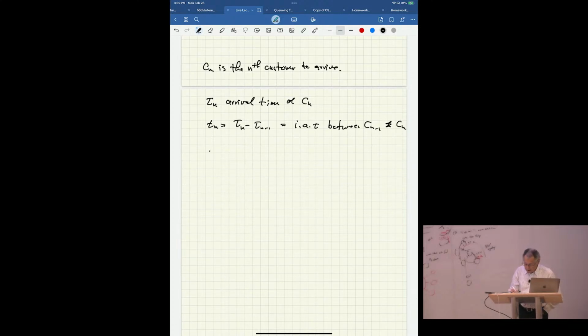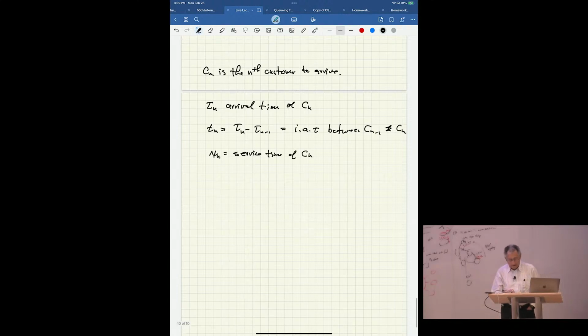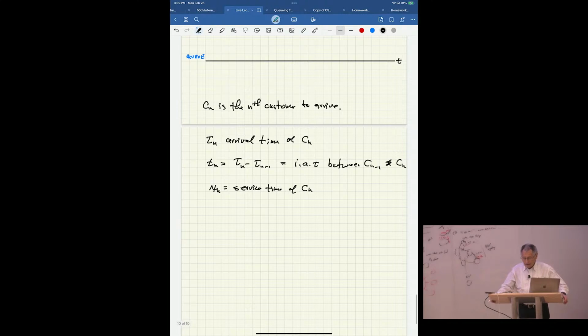And Xn is the service time of Cn. Now clearly, little tn and little xn, that sequence of numbers drives the system. People arrive, people get served. They join the queue, etc.